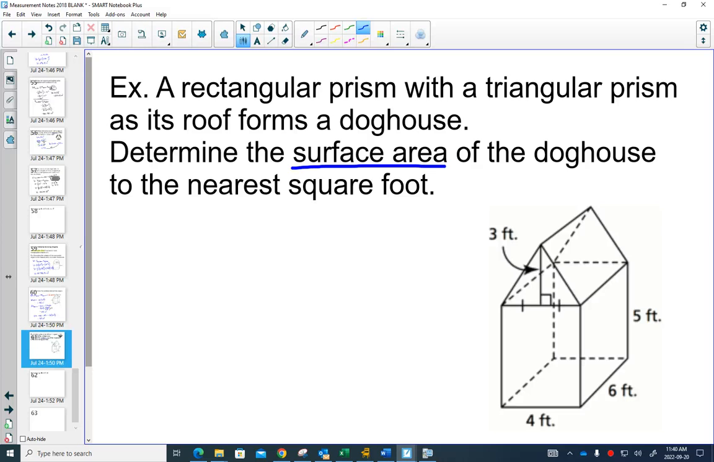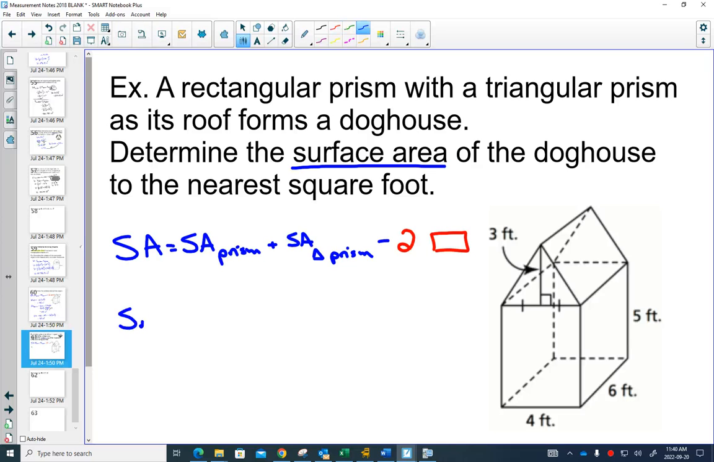Okay? So surface area. Maybe I want to do the surface area of my prism plus the surface area of this other prism, a triangular prism. And then what would I have to subtract? 2 rectangles. Basically like 2 squares. We have 2 different prisms here. Do you see that you have a rectangular prism?